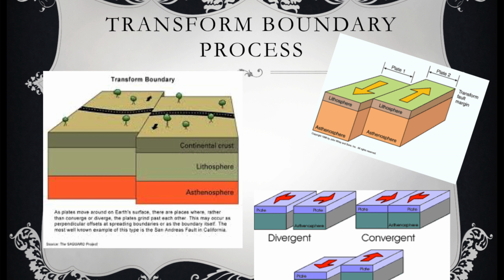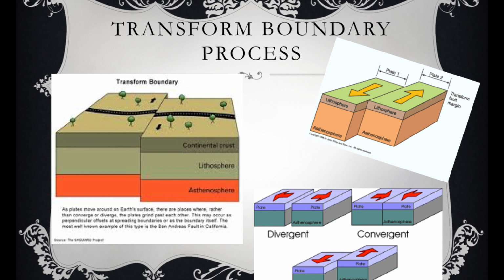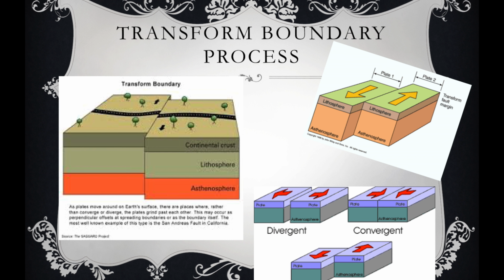Transform boundary process. The plate boundary that I chose was the transform plate boundary. The transform boundaries are merely sliding past each other and not tearing or crunching each other like the divergent and convergent boundaries. How is it formed? It is formed between two different plates, each moving away from the spreading center of a divergent plate boundary.